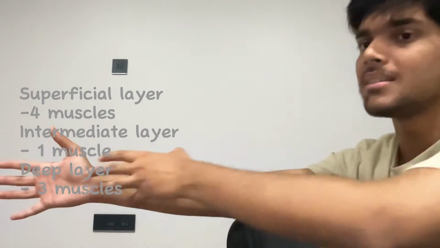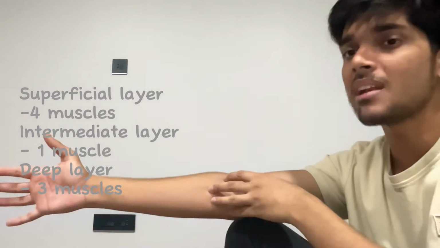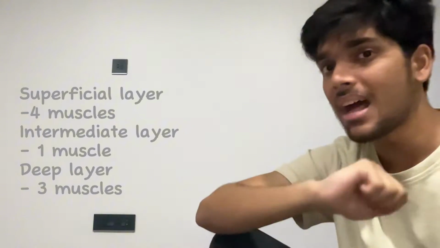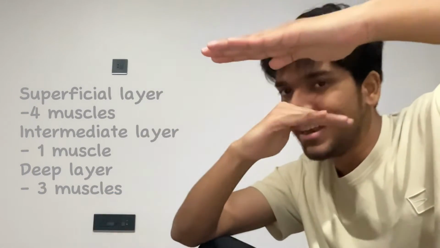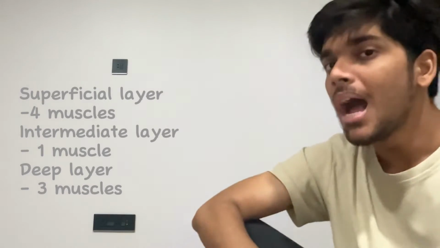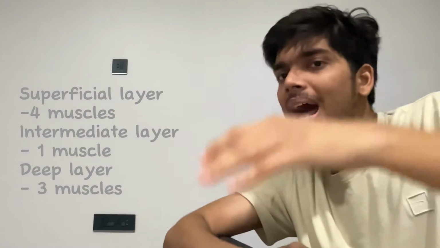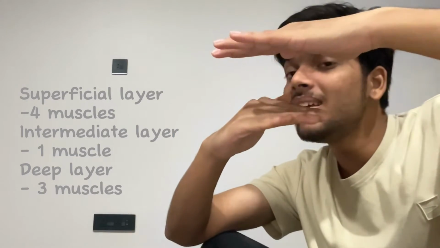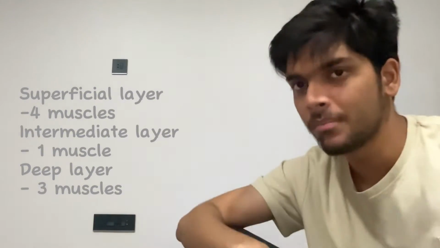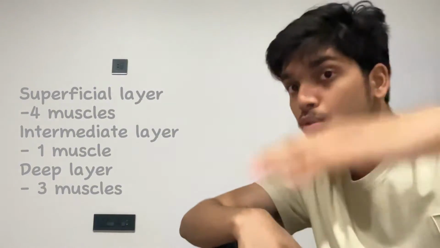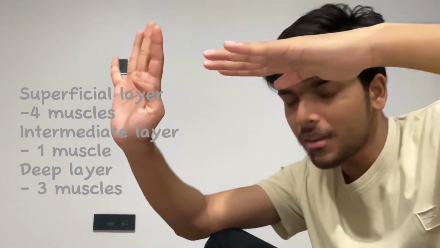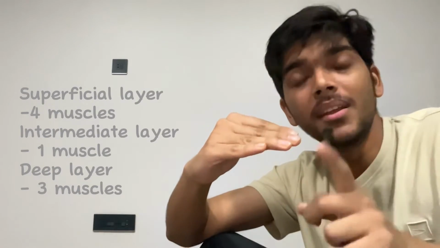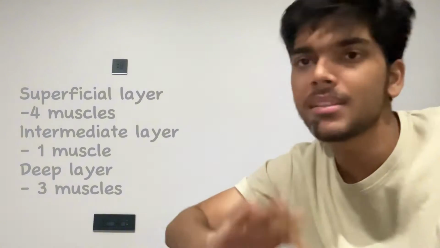Again, the flexor compartment or the forearm flexor muscles, there are altogether 8 of them. They are arranged in 3 different layers: the superficial layer, the intermediate layer, and then the deep layer. Out of these 8 muscles, 4 are present in the superficial layer, 1 is present in the intermediate layer, and the remaining 3 are present in the deep layer. Another way to remember is: superficial layer with 4 flexor muscles, intermediate layer with 1 flexor muscle, 4 minus 1, 3, and the deep layer with 3 forearm flexor muscles.